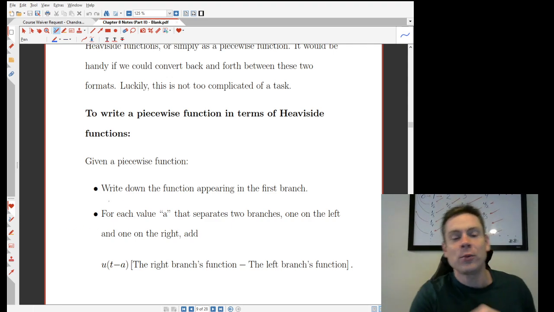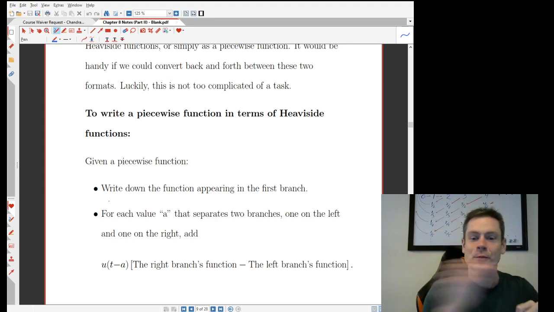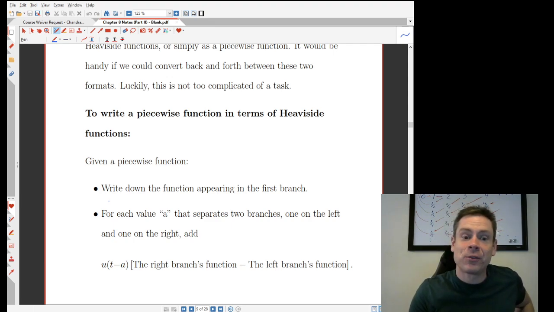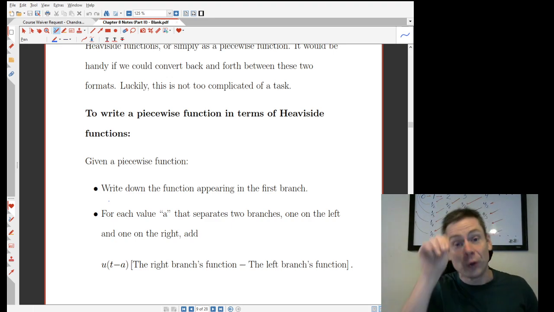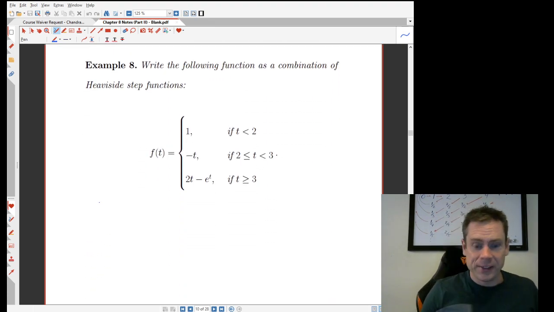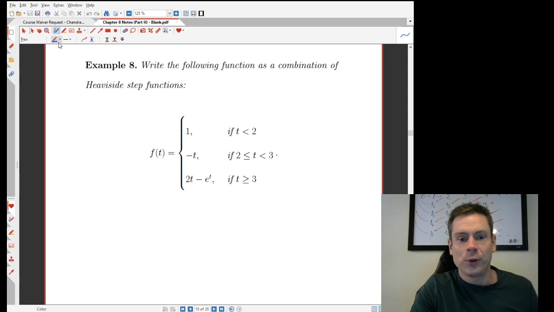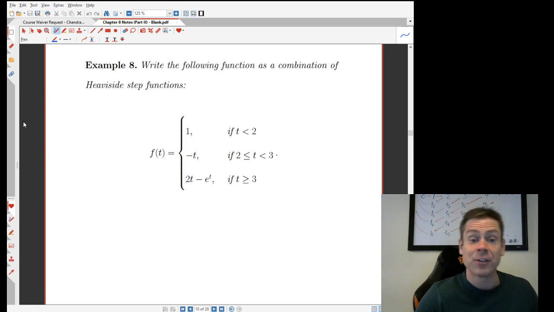So if you are given a piecewise function, you can write down the function appearing in the first branch, and then for each value a that separates two branches, so at the time that the behavior switches, you add a new function that turns on the new behavior while at the same time turning off the old behavior. We're going to see this in this example at the very least. So we have f of t equals three different behaviors. We have 1 if t is less than 2, negative t if 2 is less than or equal to t is less than 3, and 2t minus e to the t after that.